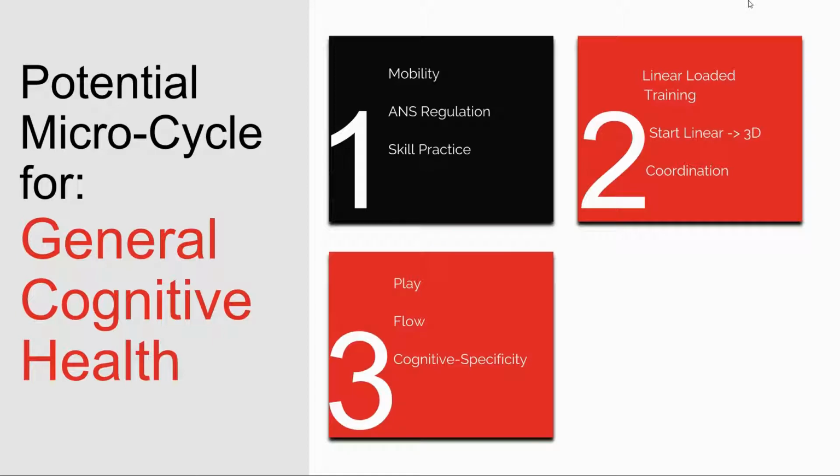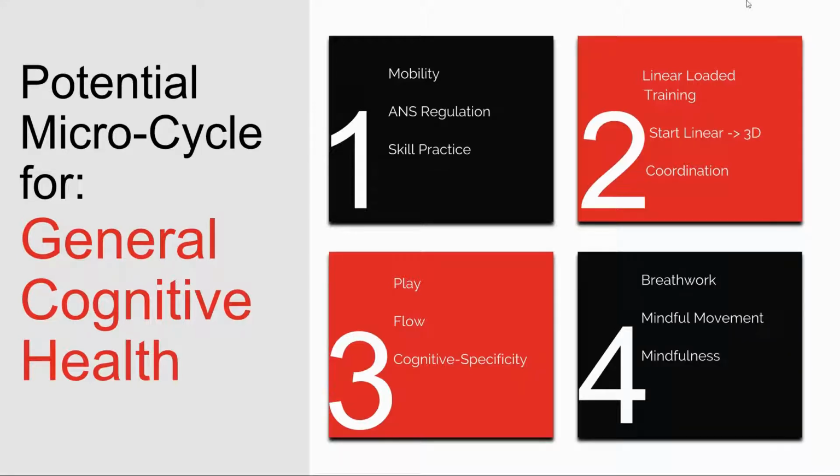And then in the bulk of the workout, start to go into some play, some flows where you're stringing different movements together, cognitive specificity, like the drills we showed earlier. That's where I would do my cognitive specific work. And then end it with some breath work, mindful movement like Tai Chi or mindfulness.